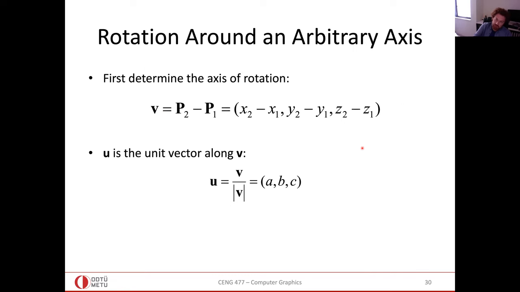Now let's be more concrete. So the axis of rotation goes from P1 to P2. I call it V. And since this is a direction, I will use the unit vector of it by scaling, dividing it with the length of it. So the magnitude of this U vector is one.